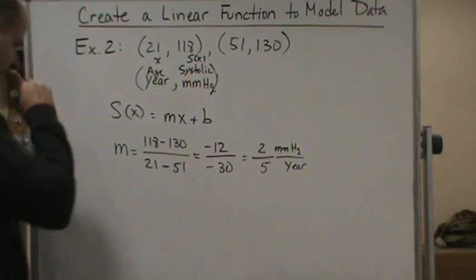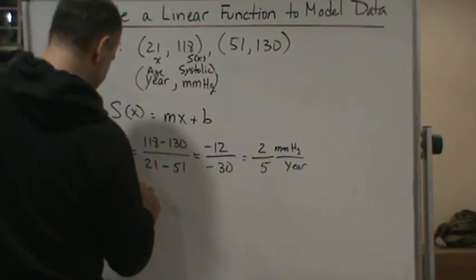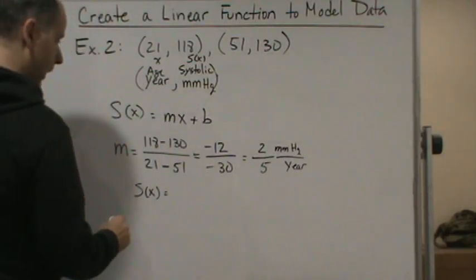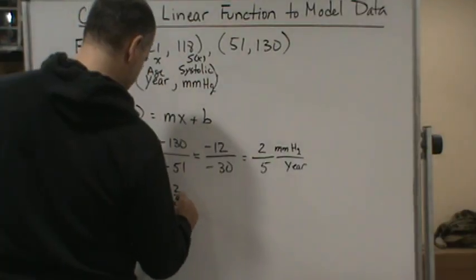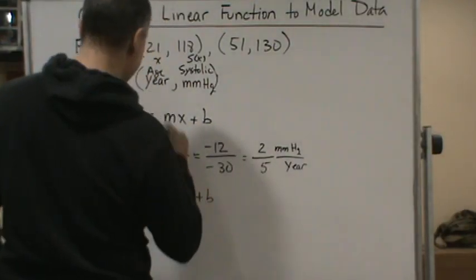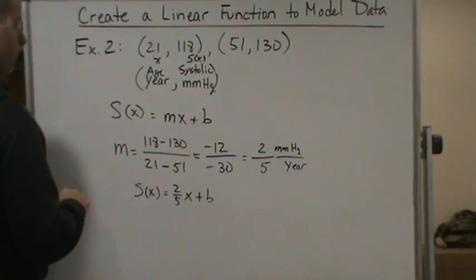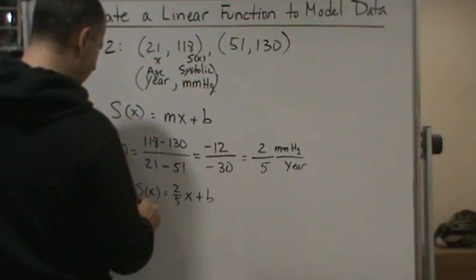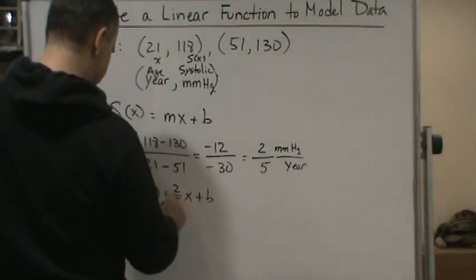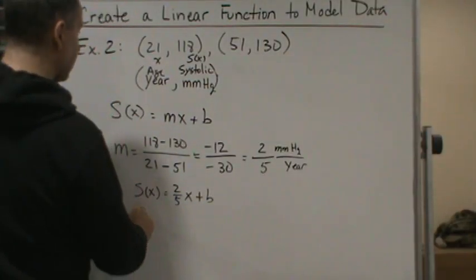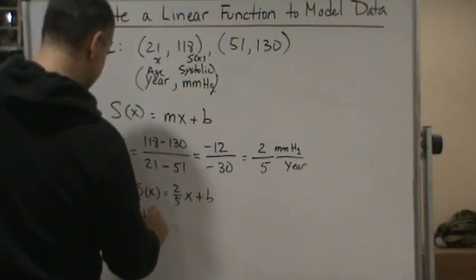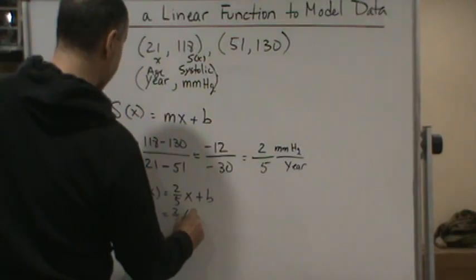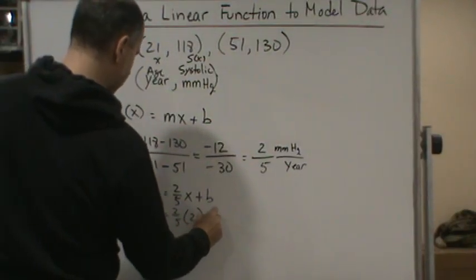Now let's continue. We've got S of X equals 2/5 X plus B. Now we're going to use one of the points. It doesn't matter which point, so let's use this point here and plug in our values to find B. In this case, we get 118 equals 2/5 times 21 plus B.